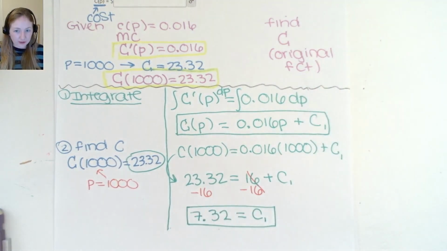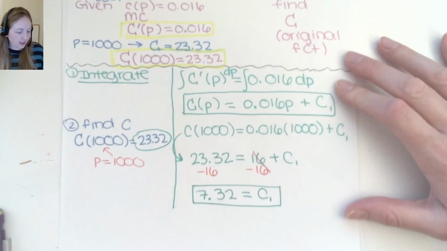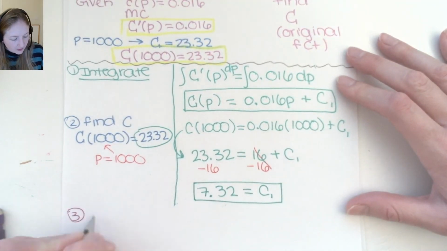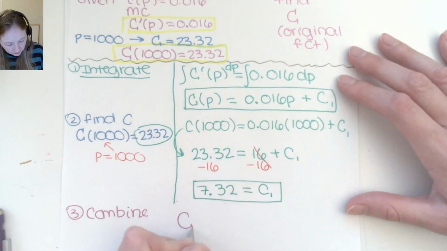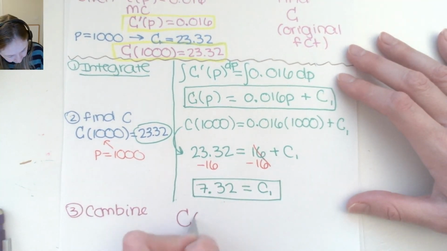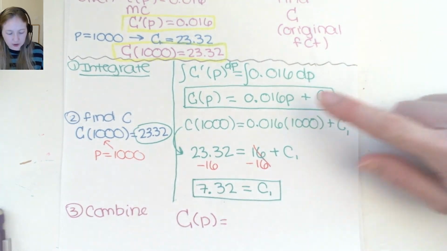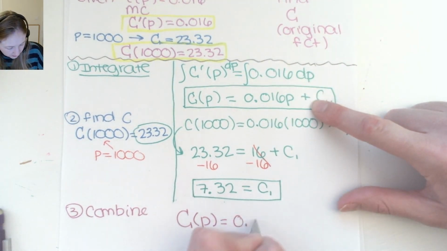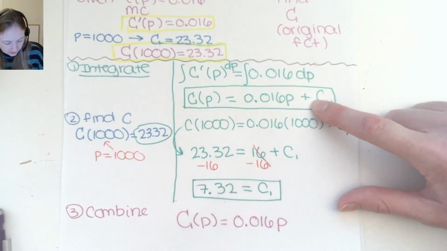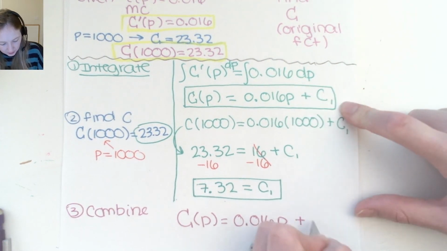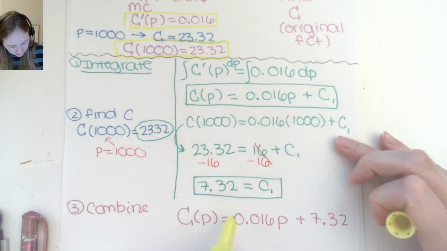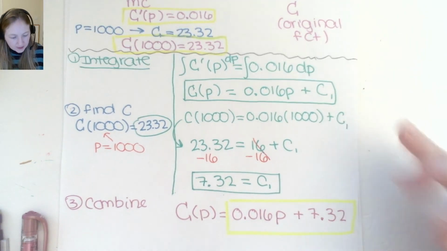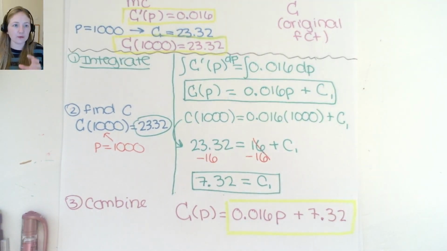Now, we found our C, we found our general solution, and so now step 3 is simply to combine it, put it together in one function. So this will be capital C of P is equal to 0.016P, and then plus our constant of 7.32. And that, specifically this right-hand side, is what you would type in on the homework software.